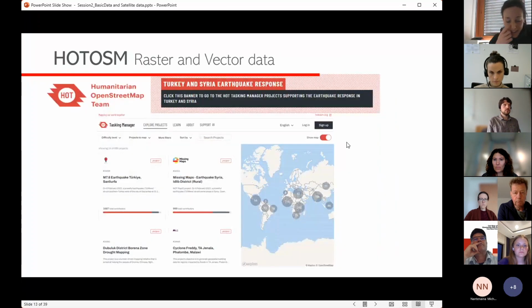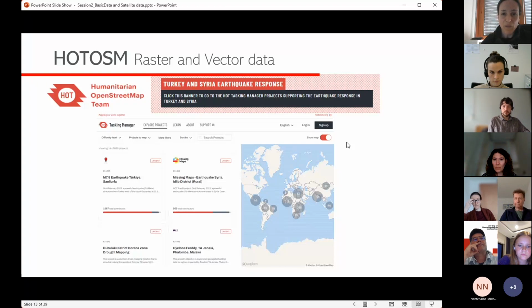Little side note to that, there is HOT OSM, which is the Humanitarian OpenStreetMap Team. They're basically building projects. They have a website. You can go in and you see they have a project, for example, for the earthquake in Turkey or in Syria, or cyclone in, what was that, in Malawi. And they're basically looking for people to help map or vectorize those areas, whatever is missing at that time. Oftentimes, Google would not go into these areas to map them because they're economically not interesting enough.